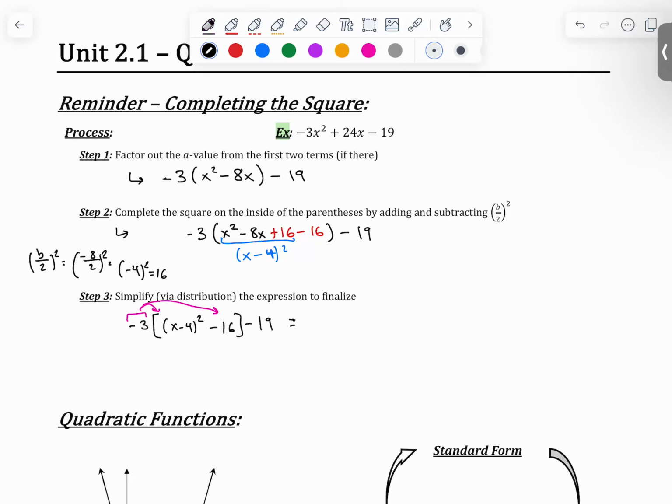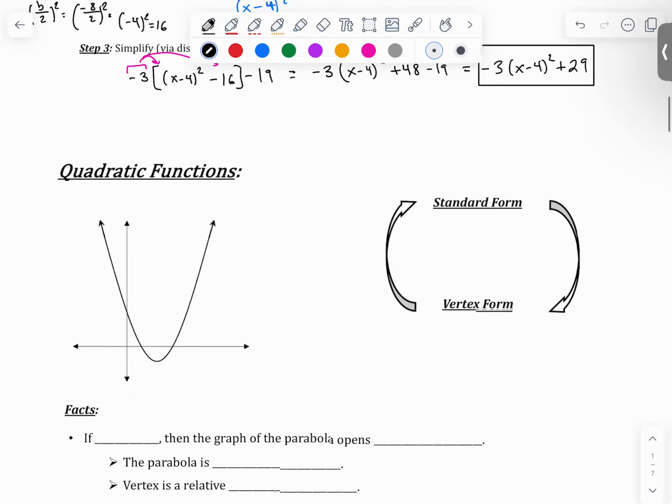So that'll be -3 times x minus 4 squared plus 48 minus 19, which ends up being -3 times x minus 4 quantity squared plus 29. And that is the completed square version of our quadratic expression. The reason why we're talking about quadratic expressions is because now we get to talk about quadratic functions. So there are two main forms of a quadratic function.